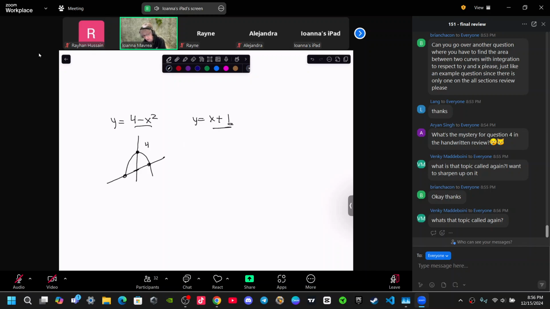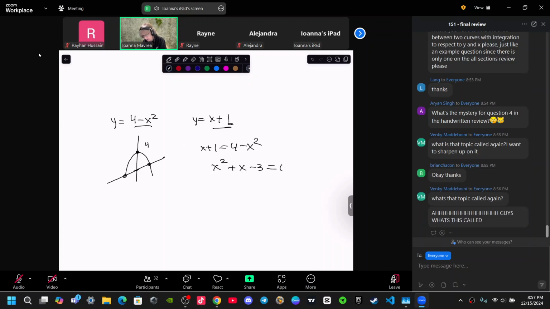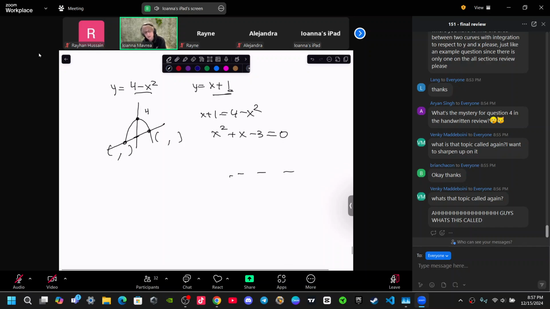So this y is equal to that y, so x plus 1 is equal to 4 minus x squared. That is pretty unfortunate because you now have x squared plus x minus 3 is equal to 0. Oh dear. It doesn't factor, and you use the quadratic formula. So those intersection points are horrific because they have roots. That's not going to be the case on an exam.